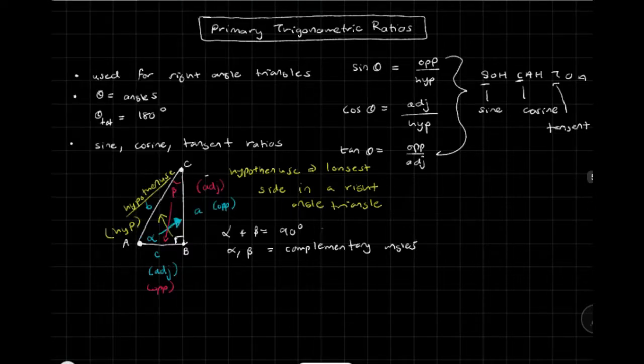So let's take a look at our primary trig ratios for alpha. Say we looked at sine alpha. Sine alpha is equal to the opposite side, A, over the hypotenuse, B, right? So this is going to be equal to A over B, it's opposite over hypotenuse. Now if we take a look at cosine alpha, then we're going to have the adjacent side, C, over the hypotenuse, B. And if we take a look at tan alpha, we'll have the opposite side over the adjacent side, so it's going to be A over C.